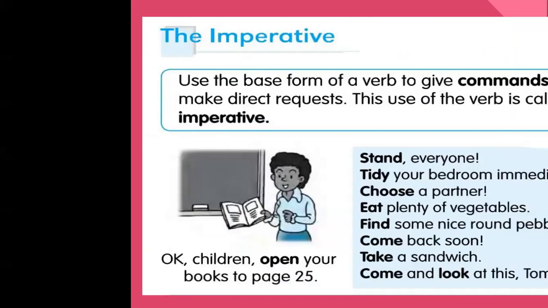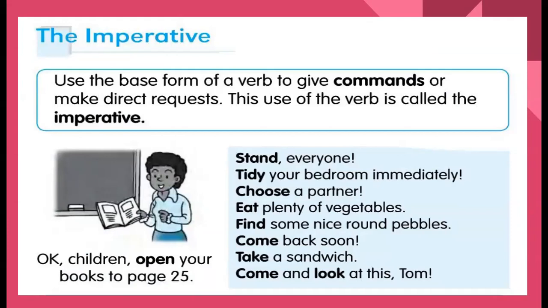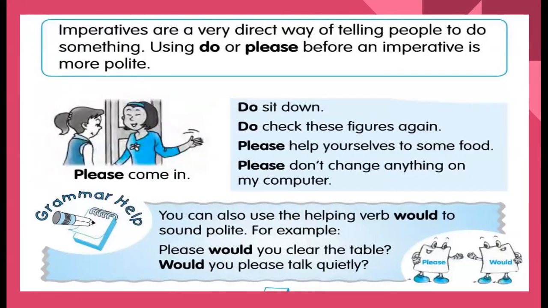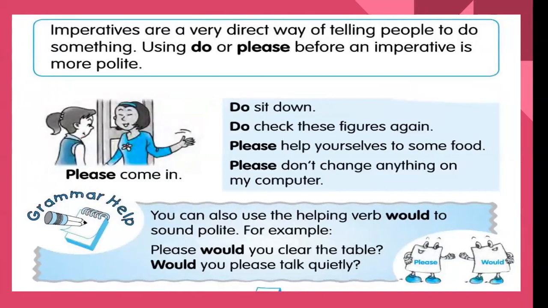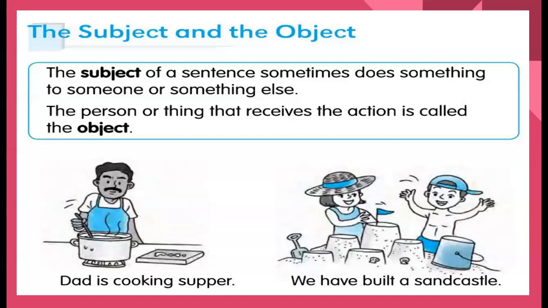direct and imperative. Did we discuss imperative? What is imperative? When you use the base form of the verb, that is called imperative. Did I discuss this imperative in the class? Yes, ma'am. Okay. Request and order. Yes, we have seen till here also, right? When you want to say something to somebody in a polite way, you can use do, please, and would. So we have done this exercise also. I remember now. Now, we will start with the subject and the object.